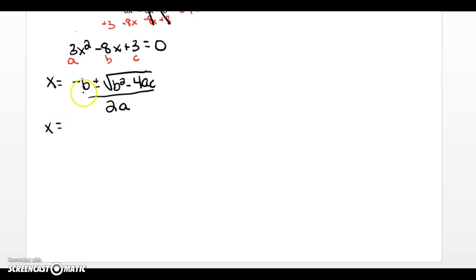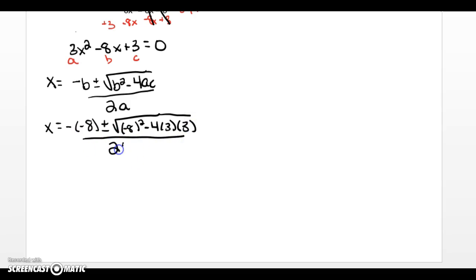So now we can move on by substituting these values in for a, b, and c. So we know that b is -8, so we'd have -8 plus or minus the square root of the b value squared, so -8 squared, minus 4 times your a value, times the c value, and then that entire top is divided by 2 times your a value.